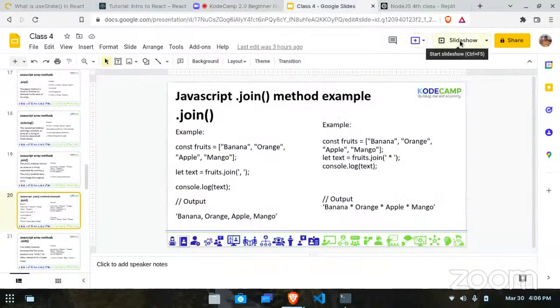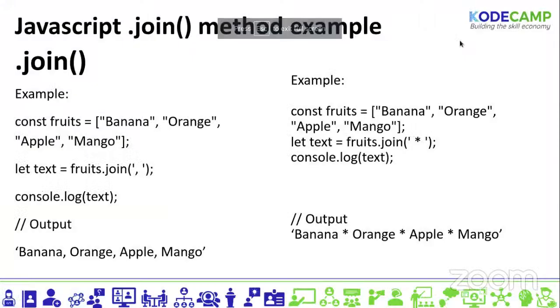So we stopped at join. I hope by now you guys understand how to use the pop, push, toString, and join methods and the length property, because they are important. You always work with these data types, and then you need to understand how to use them.